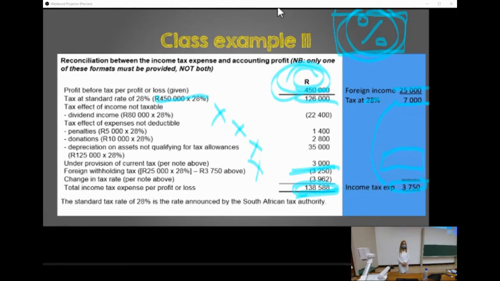How was the 3750 calculated? So that's the 3750 foreign tax. I think they gave that to us in the question, in the example. They told us what our foreign tax amount was that we paid, the withholding tax. So they told us this is the amount of foreign tax that you actually paid. Okay, yes, it was given.